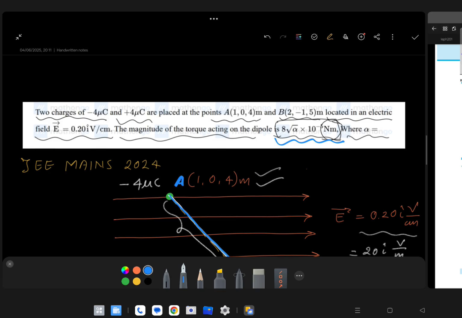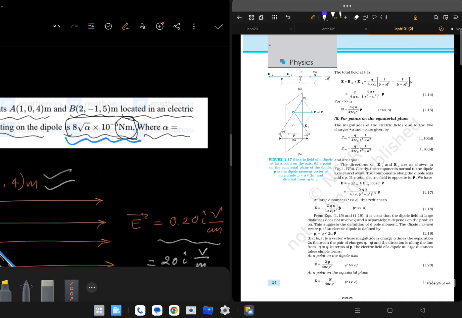So this is all about this question, and the line that I talked about in the NCERT is this. Here you can see the NCERT textbook, Physics Part 1. It has been mentioned here: the dipole moment vector P of an electric dipole is given by vector P equals Q into 2A P cap. That is, it is a vector whose magnitude is charge Q times the separation 2A between the pair of charges, and the direction is along the line from minus Q to Q.